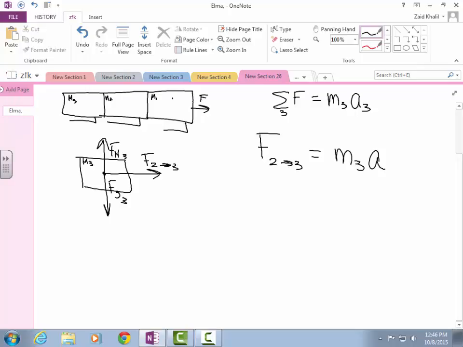So now let's do a free body diagram. Oh, okay, but before we do this, what can we do? We can find A in terms of F. Why? Because if you look at this, what is F pulling on? M1, M2, and M3. That's right. So we can actually take all this and make it a blob. And we do a free body diagram on the blob.